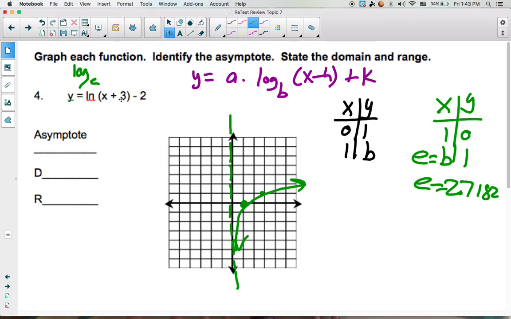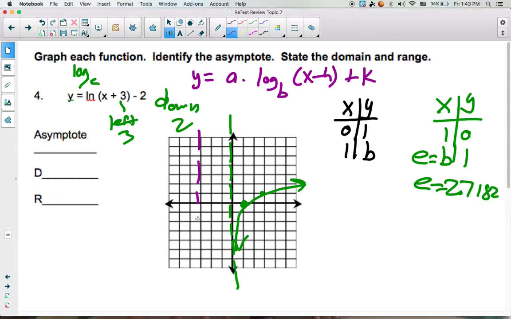But we also have an h and a k. H is inside the parentheses. It's a plus 3, which is a liar, so it's going to go left 3. And then our k is a minus 2, which means the graph will move down 2. So I'm going to take each one of those points, move them left 3 and down 2. I'm also going to take the vertical asymptote, move it left 3.